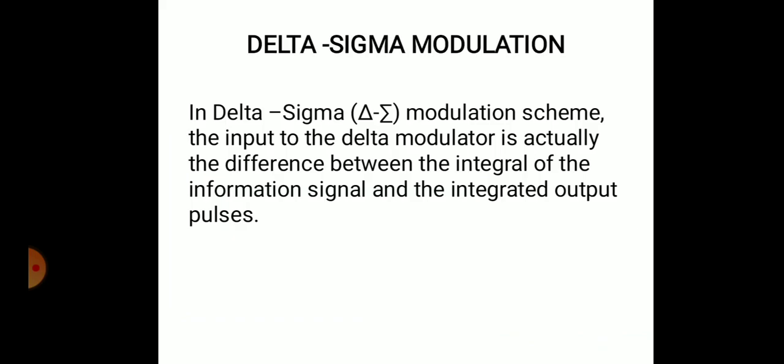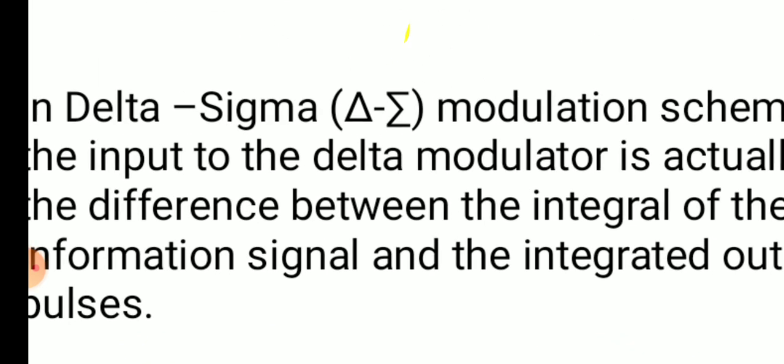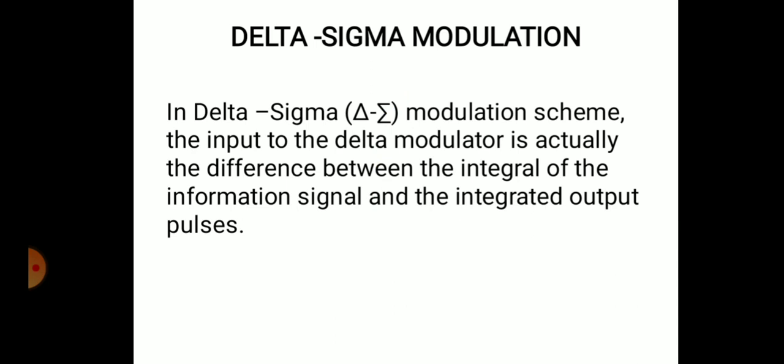Okay. Next one is delta sigma modulation. So first of all, what is delta sigma modulation? Basically, in delta sigma modulation, you can see the symbol of this delta sigma modulation. This is the symbol. Okay, so in this scheme, the input to the delta modulator is actually the difference between the integral of the information signal and the integrated output pulses.